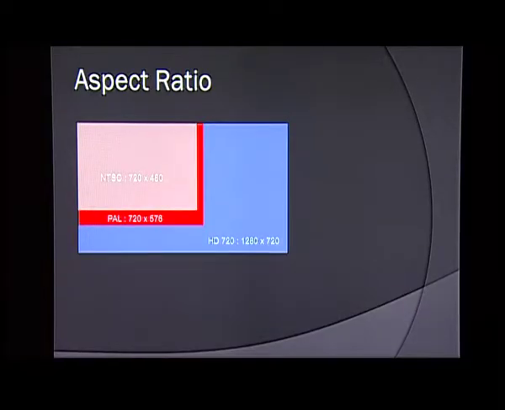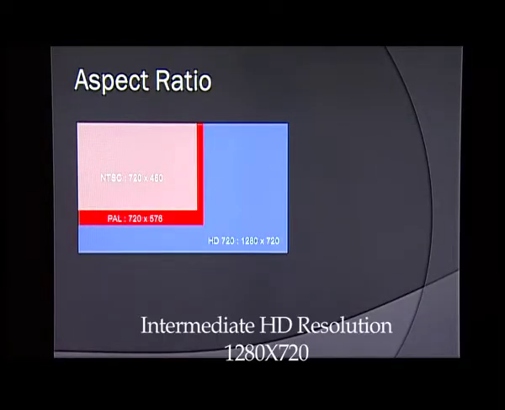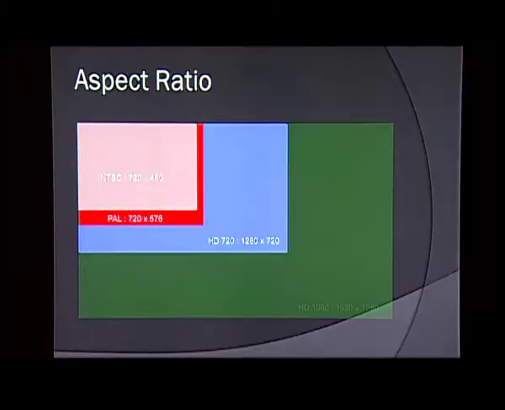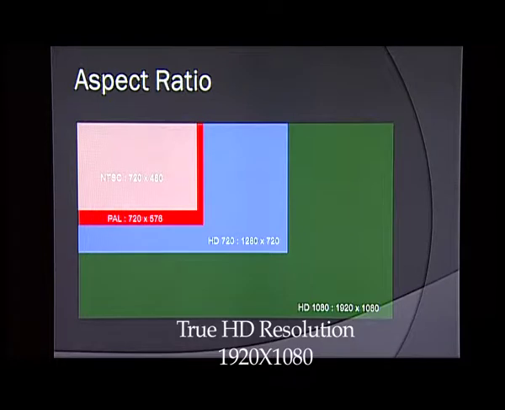Further, we have intermediate HD resolutions. HD 720, which many cameras call 720p, has a resolution of 1280 by 720. So 1280 pixels from left to right and 720 pixels from top to the bottom. Farther ahead, we have HD, or what we call full HD or true HD, which has 1920 pixels by 1080 pixels. This is how the HD resolution looks in comparison to my NTSC or PAL resolutions.